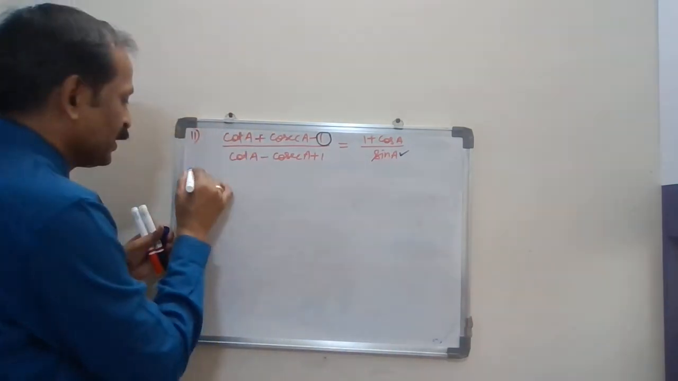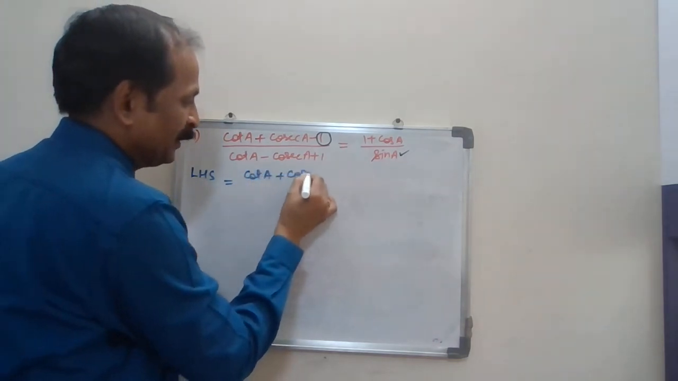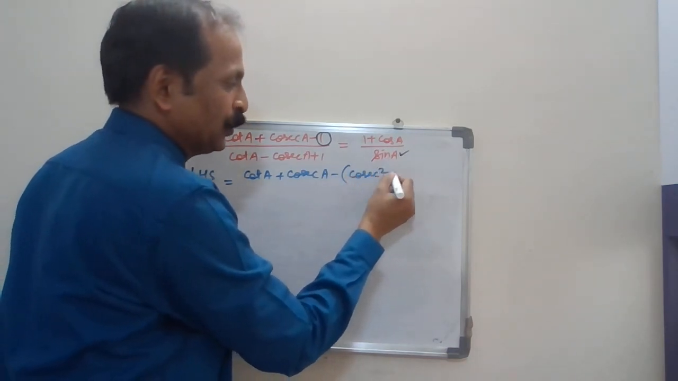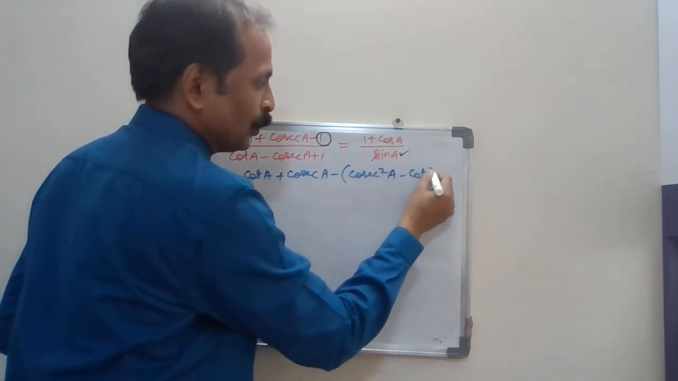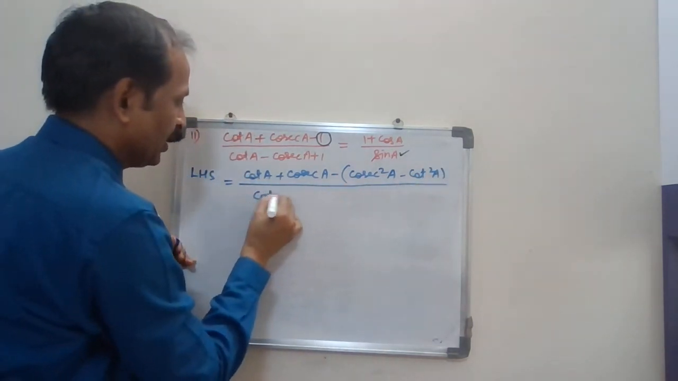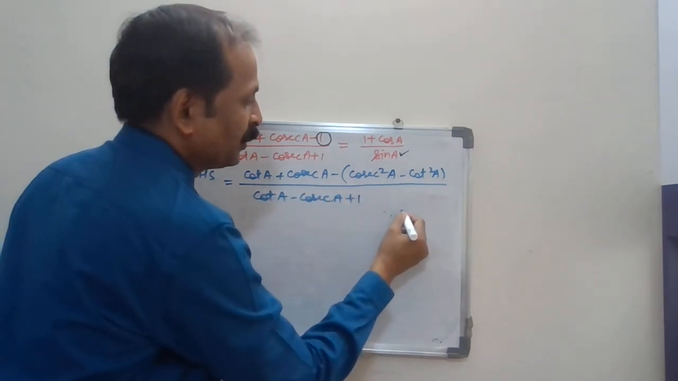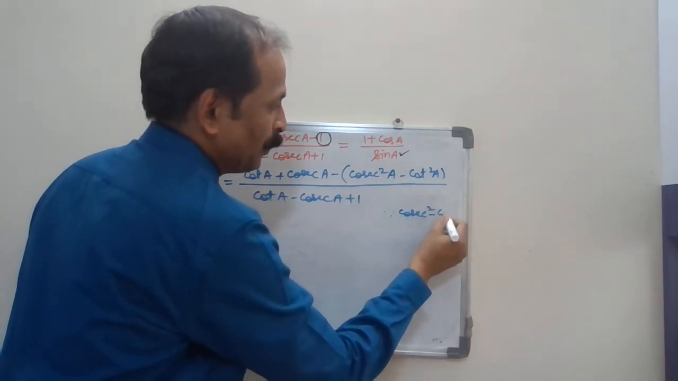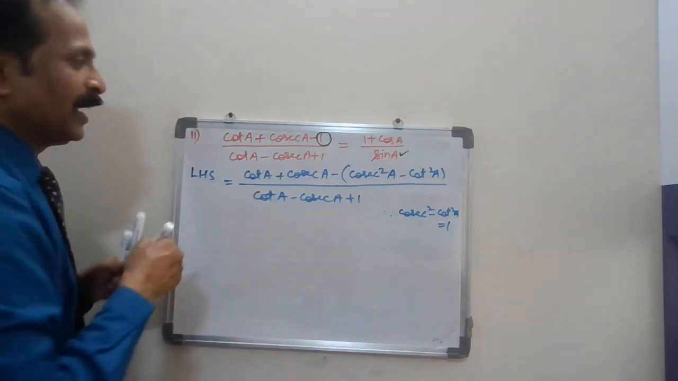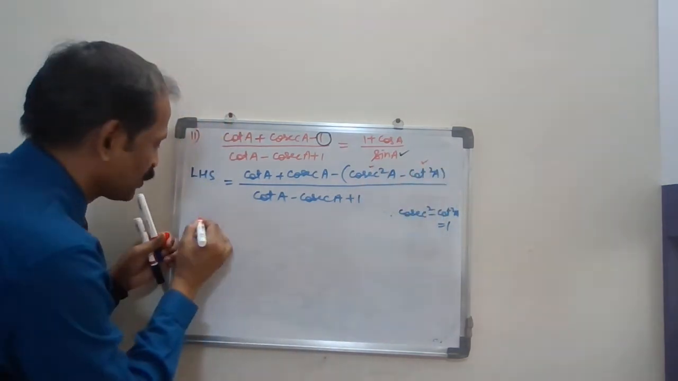So let us apply the identity. LHS: cot A plus cosec A minus, you can apply the identity. Cosec is the big brother, as I told you: cosec square A minus cot square A, and down cot A minus cosec A plus 1. And here you can write cosec square A minus cot square A is 1. Now you can apply the a square minus b square formula in the next step.